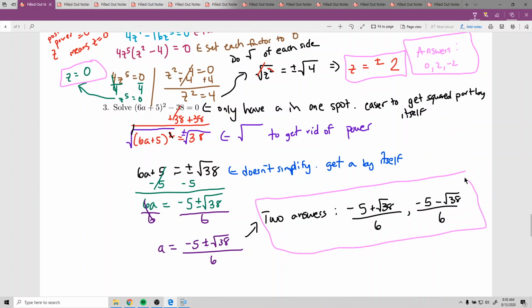All right, what you do want to make sure you are careful about with this problem, when you get the answers, the minus is on the 5, it's not out front. So when you make your fraction, make sure the minus is on top of the fraction, not in front of the fraction.